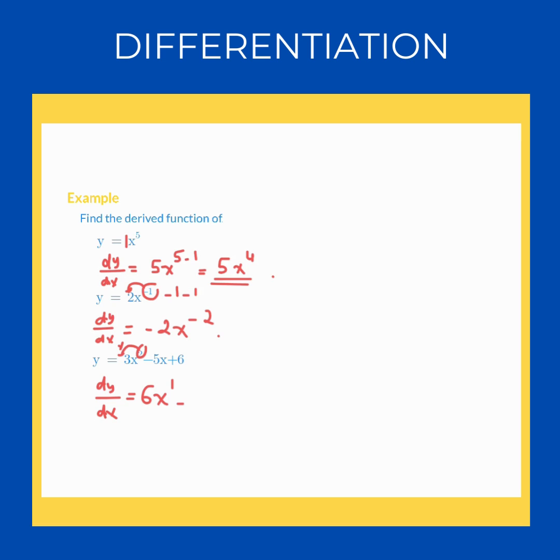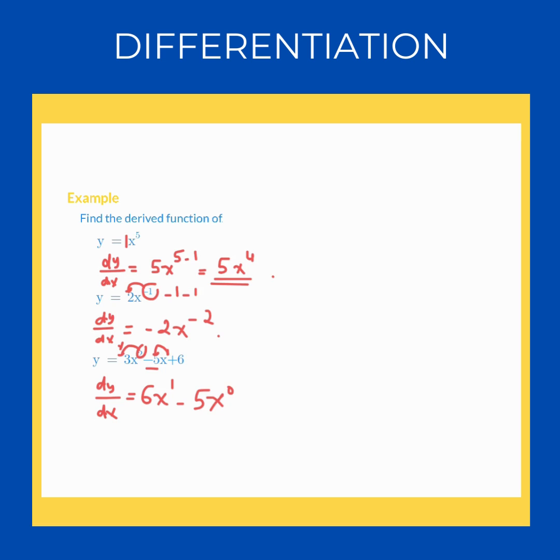Minus 5x. Now the power of x here is 1. So I multiply by the expression which is negative 5. So 1 times negative 5 is negative 5x. Since the power is 1, I have to reduce it again by 1. So 1 minus 1 is 0. And what's left is plus 6.